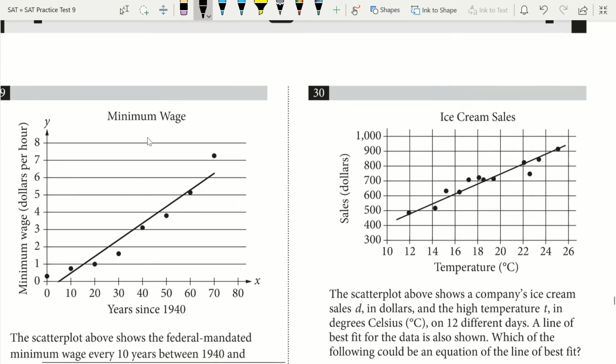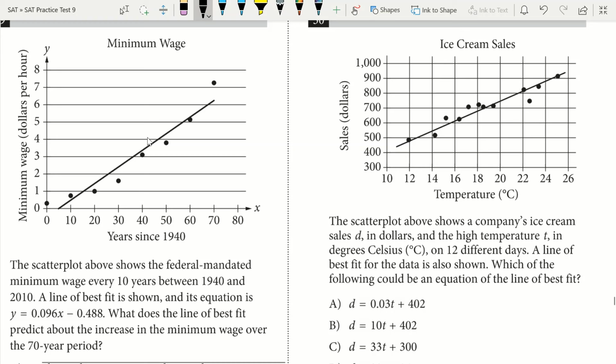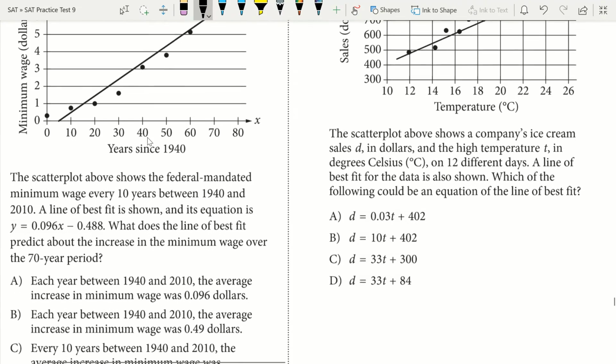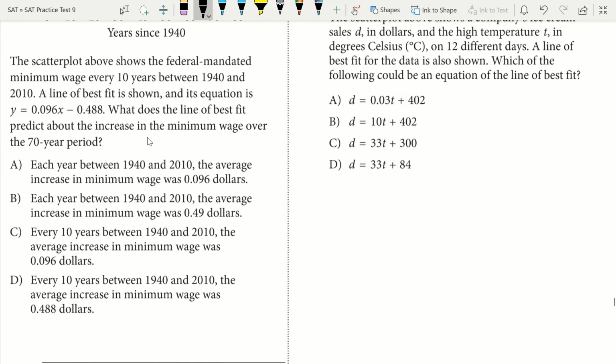Question 29. We've got minimum wage on our y-axis, years since 1940 on the x-axis. The scatter plot above shows the federally mandated minimum wage every 10 years between 1940 and 2010. A line of best fit is shown, and its equation is y equals 0.096x minus 0.488. What does the line of best fit predict about the increase in the minimum wage over the 70-year period? All right, each year between 1940 and 2010, the average increase in minimum wage was $0.096. Yes, that is going to be our answer.